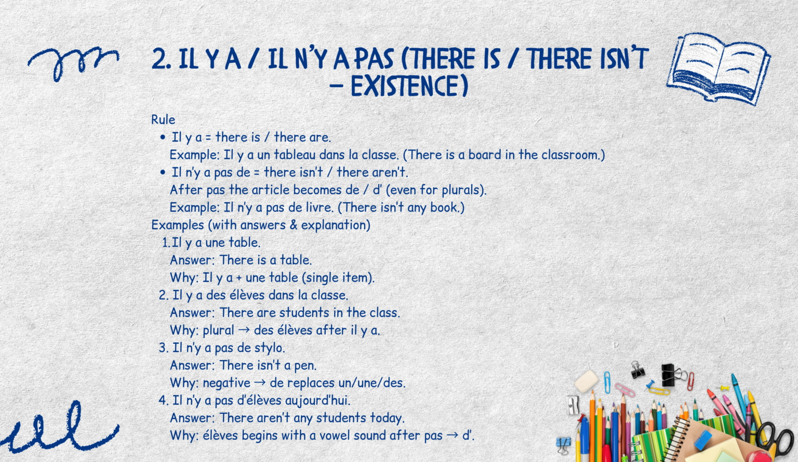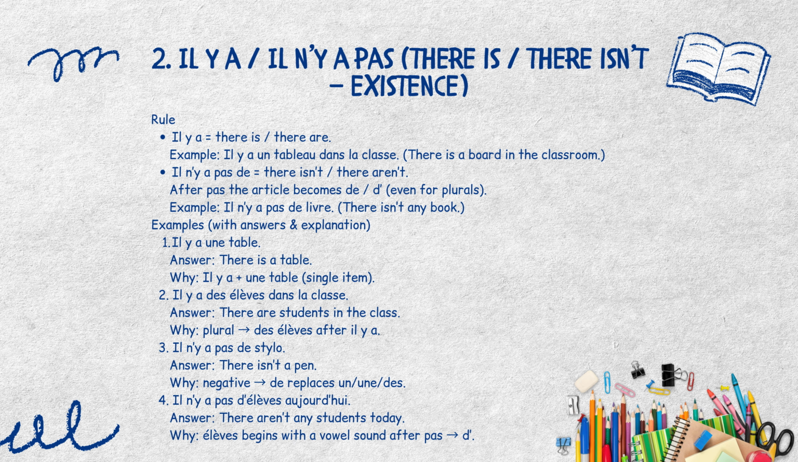Now let's look at the negative form. The negative form is il n'y a pas de. This means there isn't or there aren't. Here's something very important to remember. After the word pas, the article changes to de or d' with apostrophe. This happens even when the noun is plural. So we never say il n'y a pas un or il n'y a pas des. We always say il n'y a pas de plus the noun.